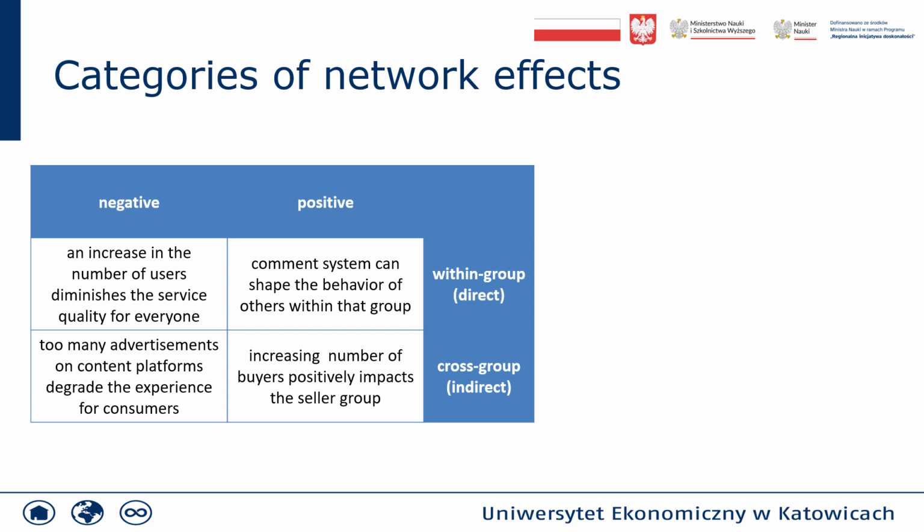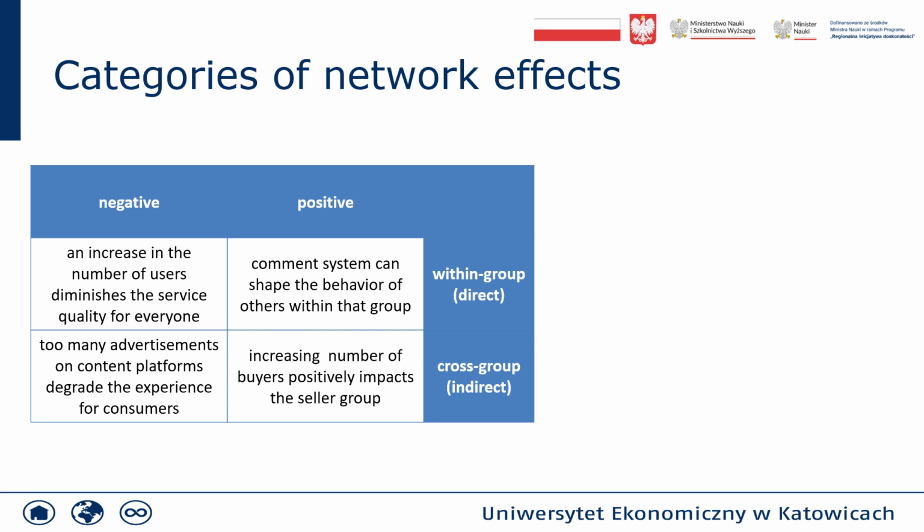A cross-group effect happens when a new user in one group affects the other group, also positively or negatively. For example, an increasing number of buyers on transaction platforms positively impacts the seller group. On the other hand, a negative cross-group network effect can occur when, for example, too many advertisements on content creation platforms degrade the experience for content consumers, reducing their engagement and satisfaction.